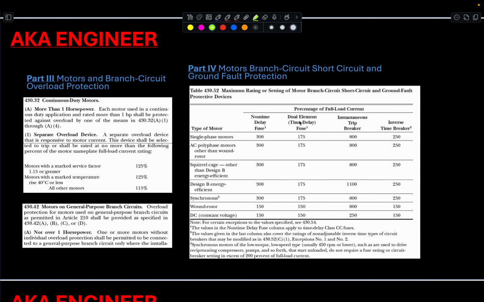Part 3 is for branch circuit overload protection, and part 4 is for short circuit and ground fault protection. These are very important tables and sections that you want to reference here. Once again, 430.32, continuous duty motors more than 1 horsepower. Each motor used in a continuous duty application of more than 1 horsepower shall be protected against overload by one of the means from 1 through 4.